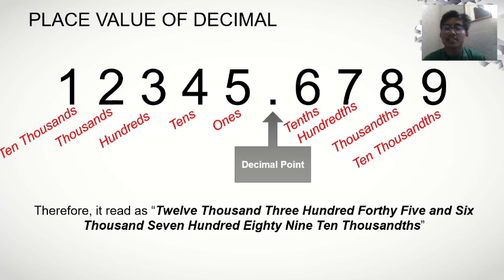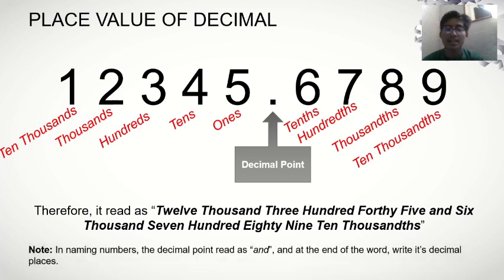So, therefore, it read as 12,345 and 6,789 10,000s. Bakit kaya ganun ang pagkakapangalan? In naming numbers, the decimal points read as "and". Pero pansin nyo, 45 and 6,789. Alright? So, don't forget to state what decimal place value it plays. Kung saan siya. Kasi dito may 10,000. Siyempre, meron nakalagay dito na 10,000s.